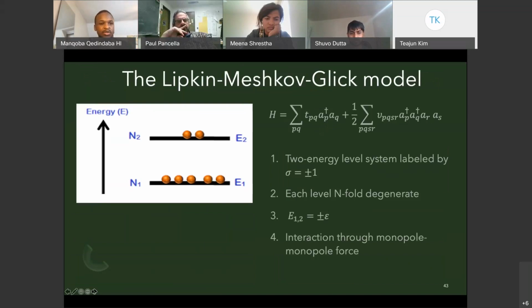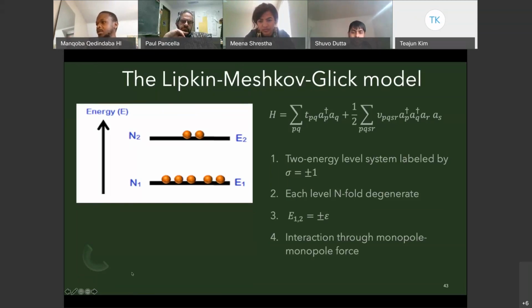Okay, so I'm coming to my project now. I just gave you the framework of the general field. What am I doing? I'm looking at a model called the Lipkin-Meshkov-Glick model, basically just called the Lipkin model.